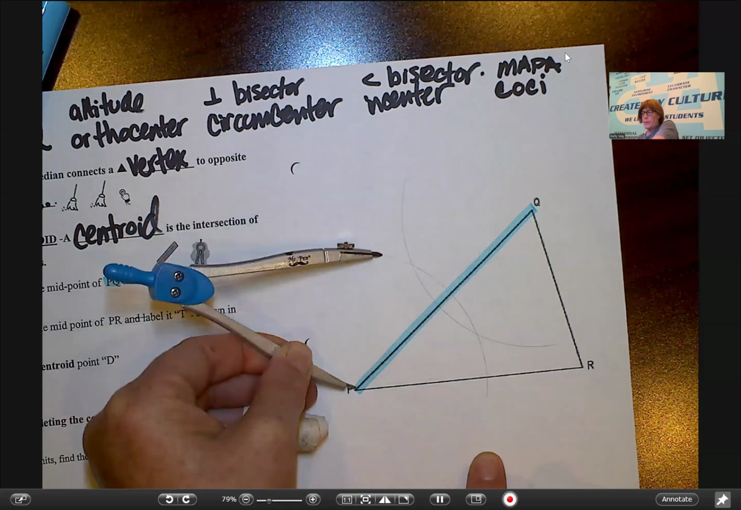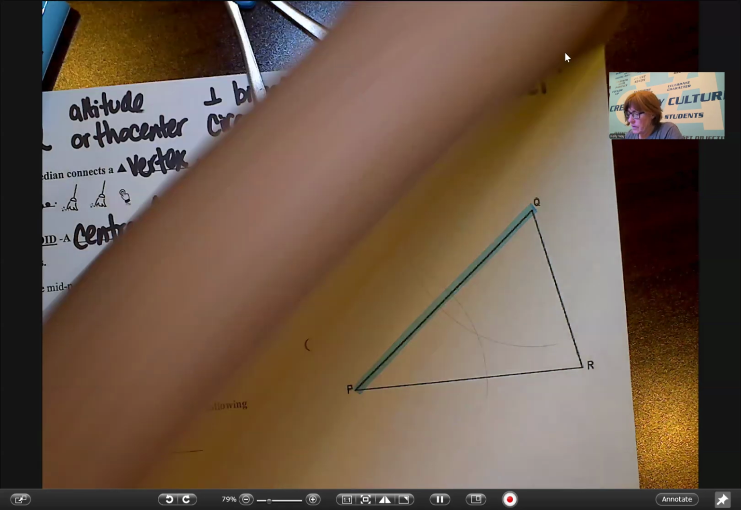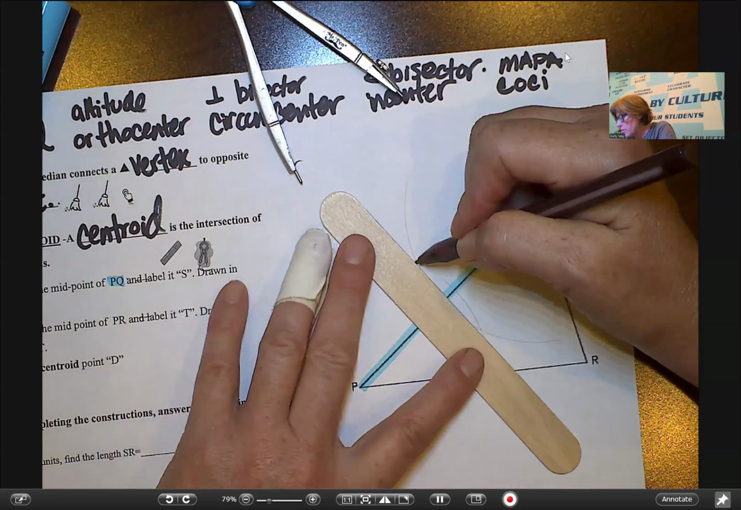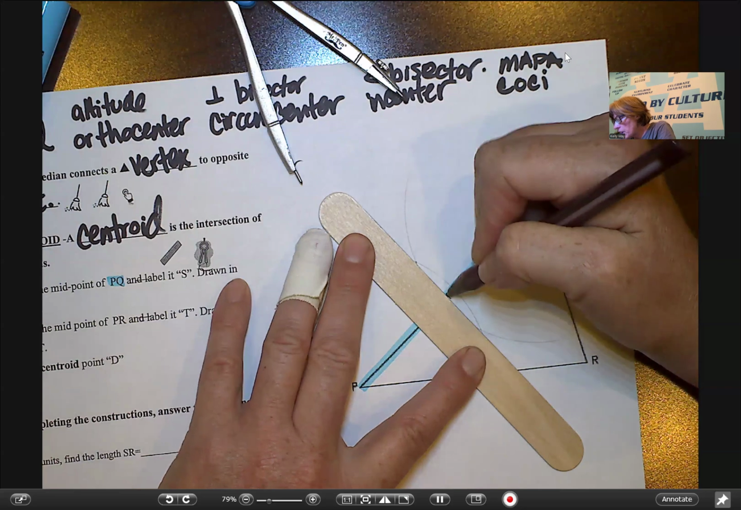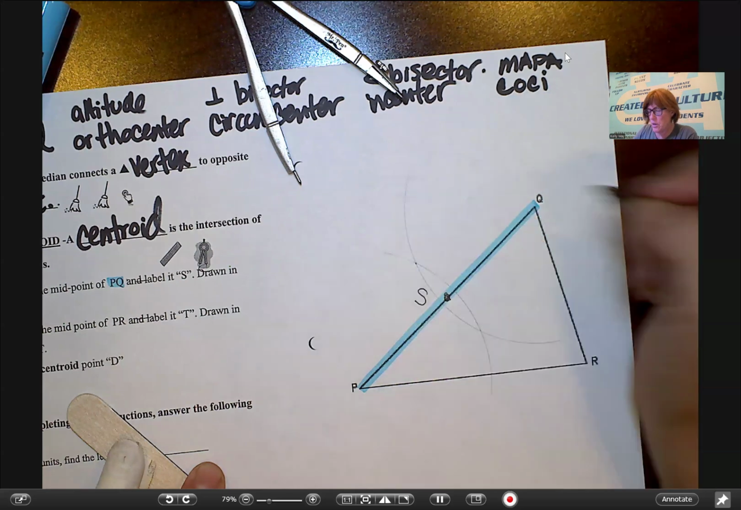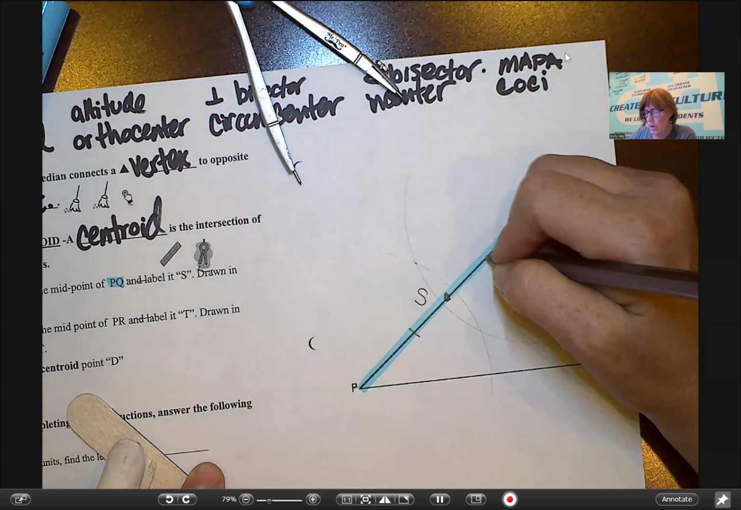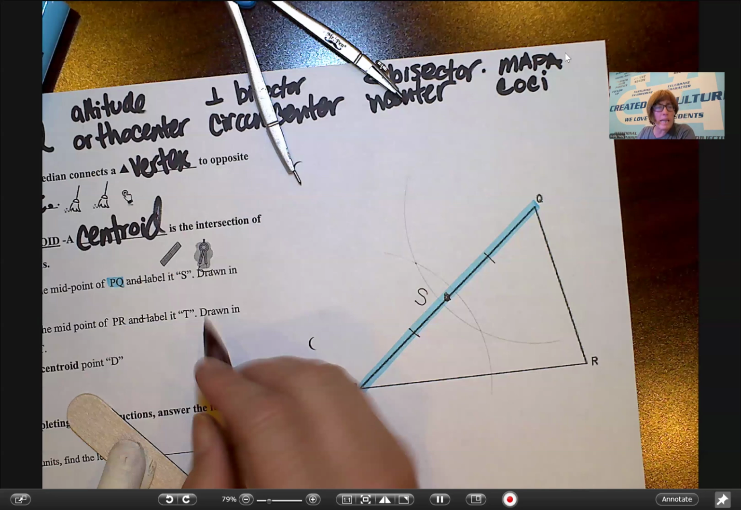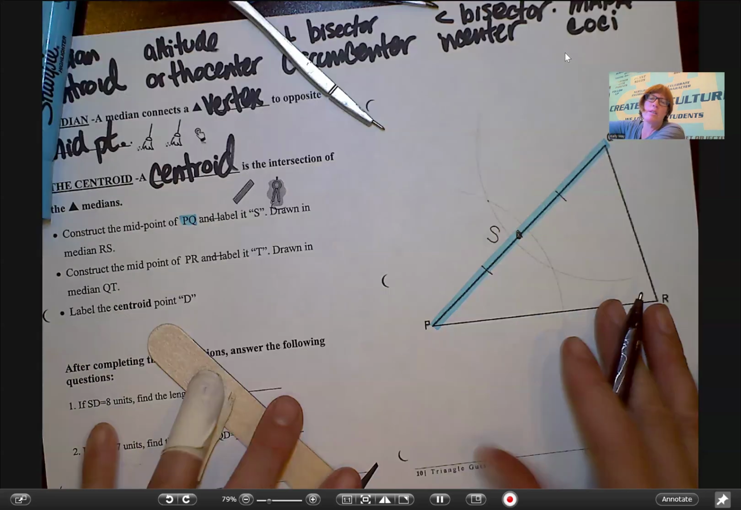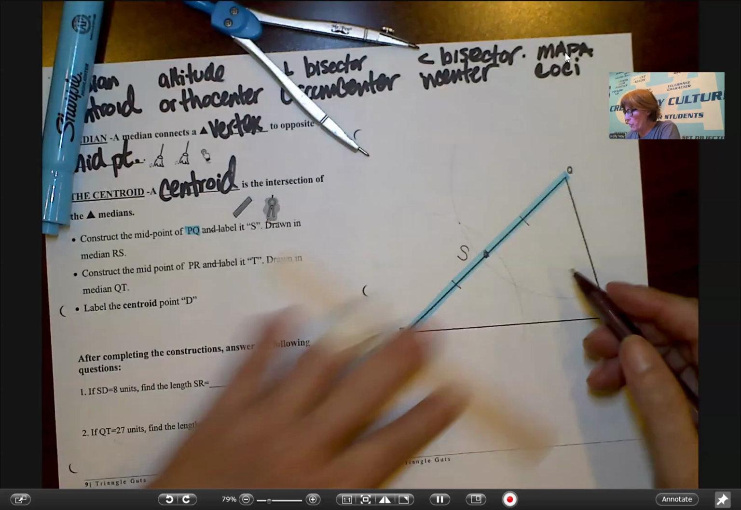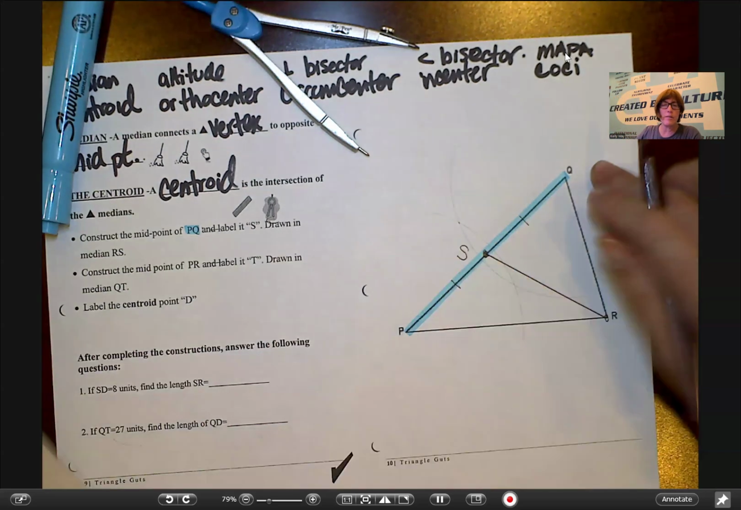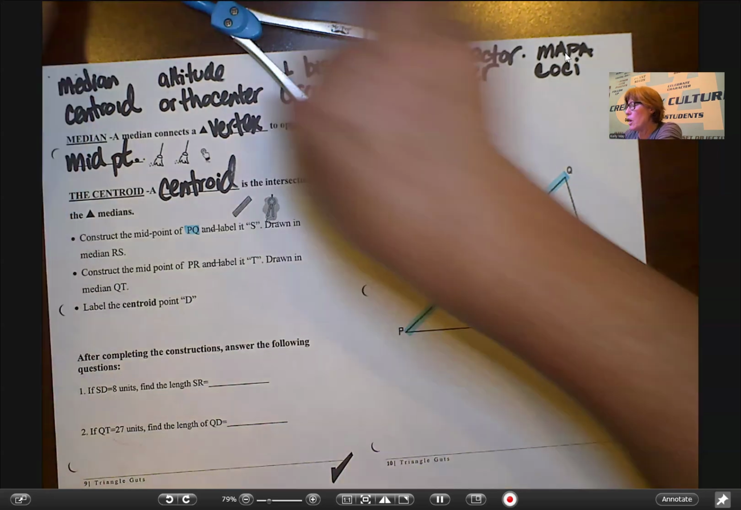Sweep. Line this up, these 2 points of intersection. Do that tick mark. And that tick mark is going to be point S. And it's a hatch mark. And we're going to draw in the median RS. So the median RS goes from R to S. That's a median. I'm going to show you the paper twirl method.